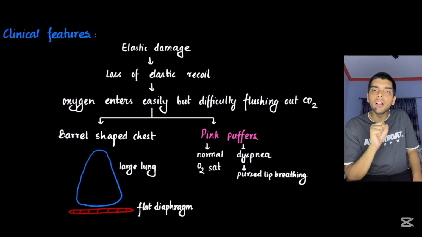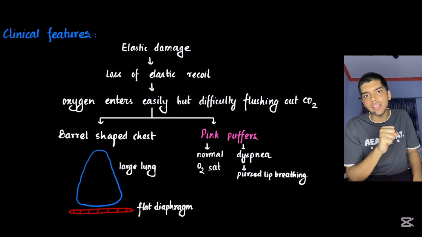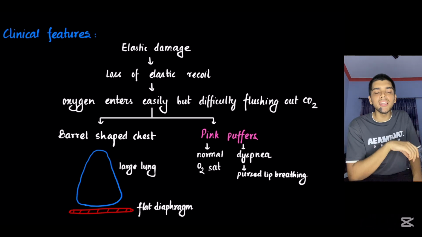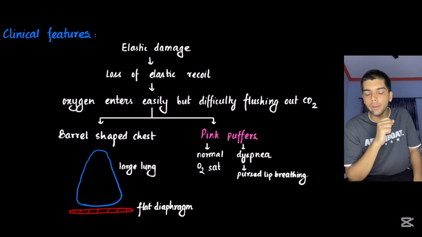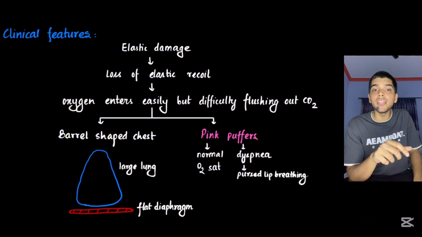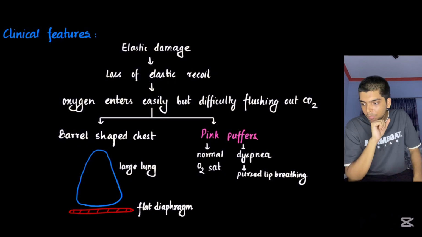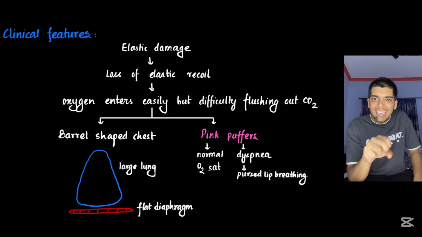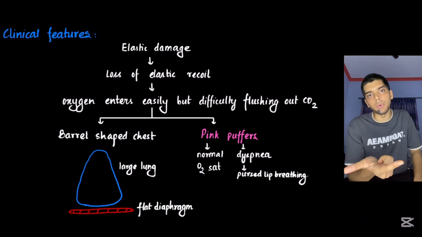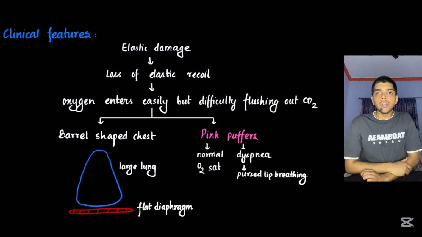Grossly, partial involvement and partial normal is seen in centriacinar. Complete involvement is seen in panacinar. Septal involvement is seen in paraseptal distal acinar. Presence of blebs and bullae is seen in bullous emphysema. Microscopically, 3 terms: destruction leading to floating septa, dilation leading to large acinus, large alveoli, and fusion leading to increased pores of Kohn. Clinically, 2 things: barrel shaped chest and pink puffer. And we're done with emphysema.